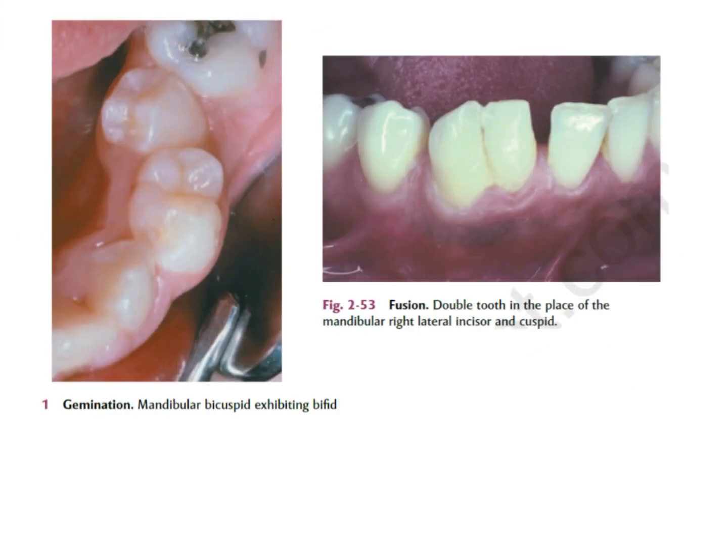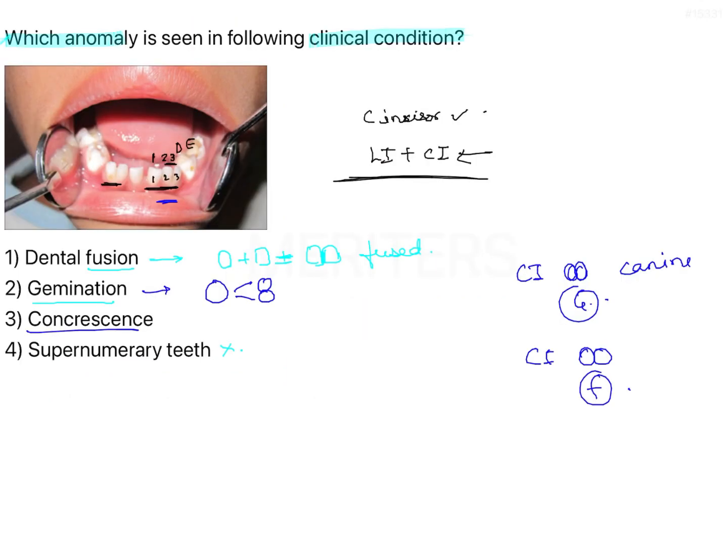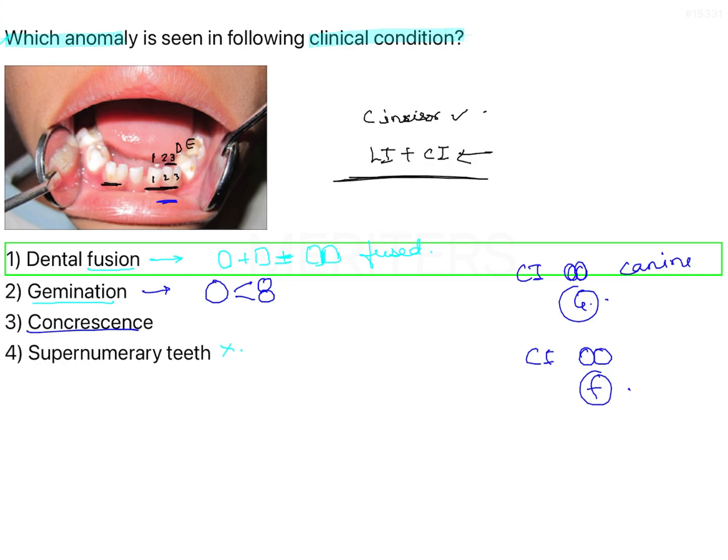So here is an image. I hope this makes things easier to understand. First image is of gemination. You see this premolar has split into 1 and 2. The second premolar is as it is present. If you look at the second image, double tooth in place of mandibular right lateral incisor and cuspid. Same kind of a situation where lateral and cuspid are fused together. This is a premolar and this is a central incisor. So technically one tooth is missing because the canine has fused with the lateral incisor. So the correct answer of this image is dental fusion, option 1.